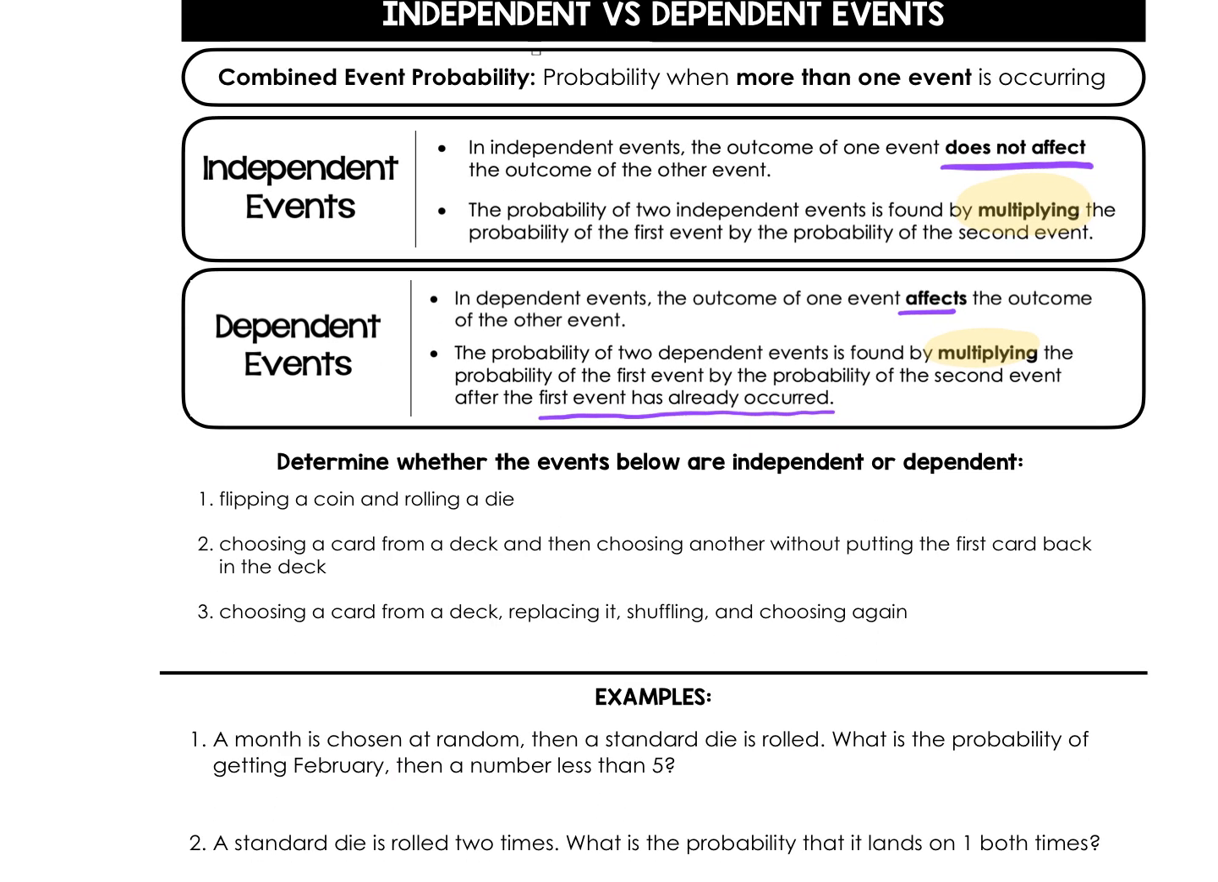So the first part of the notes is just making sure you understand the difference between these terms, independent events and dependent events. In this first little section, we're determining whether the events are independent or dependent. It's going to give us two situations, and we say whether they're independent or dependent. The first one is flipping a coin and rolling a die. These two things are definitely independent of each other. The outcome of one does not affect the outcome of the other. So this is independent.